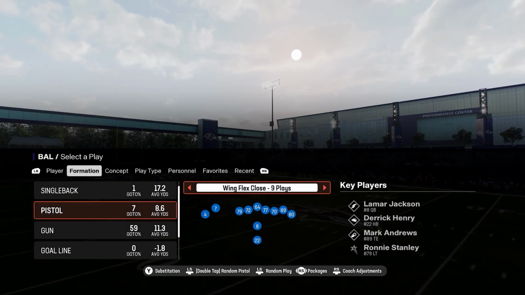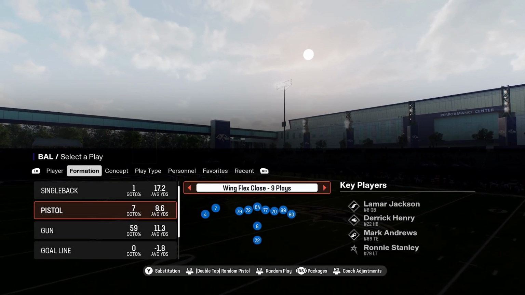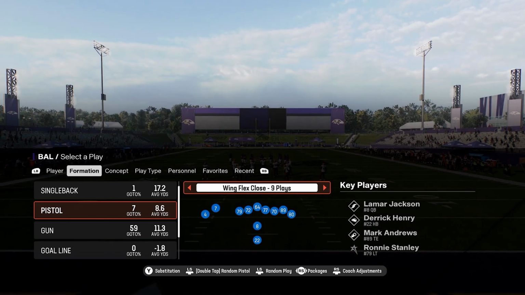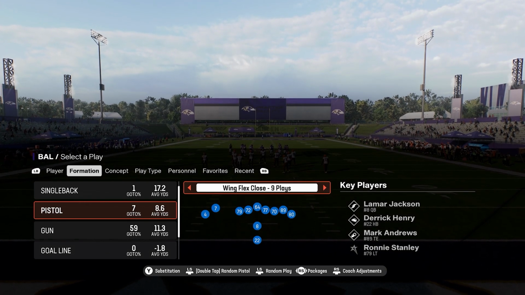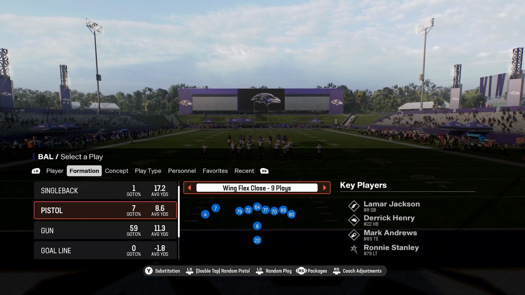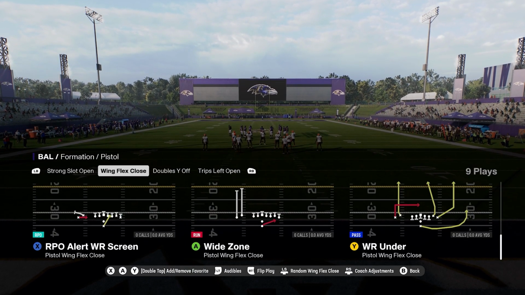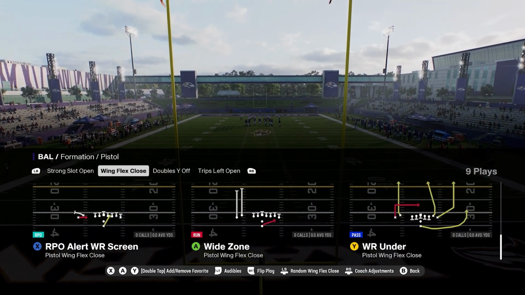What's up guys, it's Pick'em with HuddleGG, and today we're looking at 5 of our favorite run concepts here in Madden 25, and we're going to start it off with the wide zone or the stretch concept. Now, when we are in pistol, you're going to see it called wide zone. If you're in single back, it's going to be called stretch.